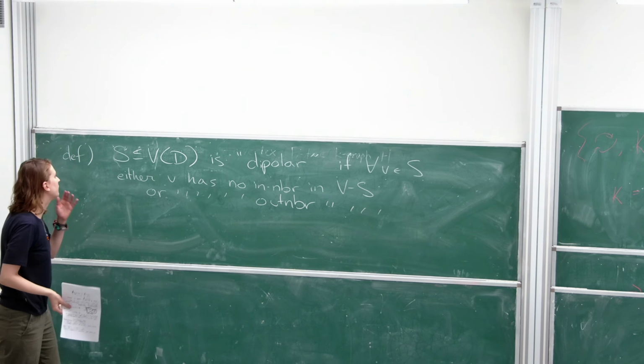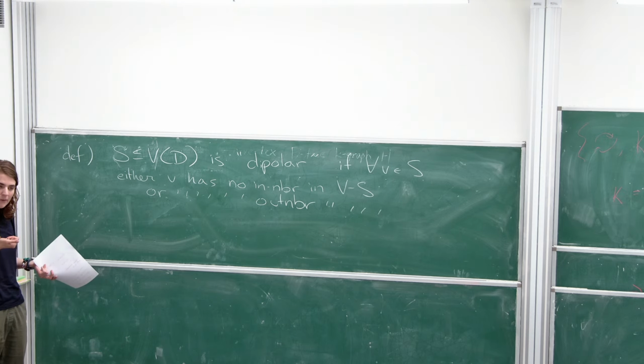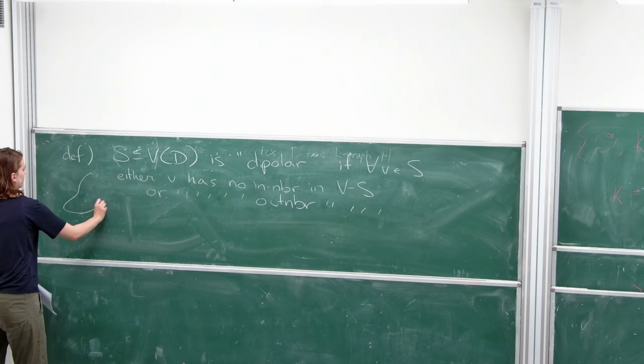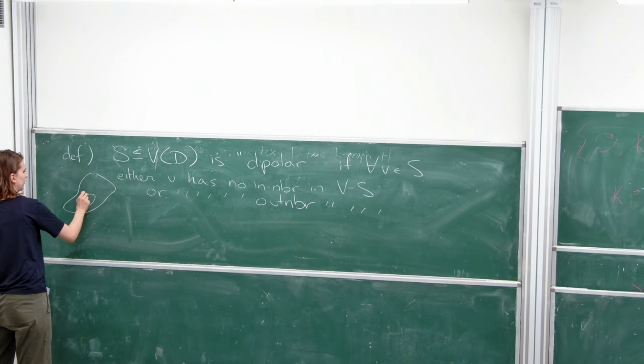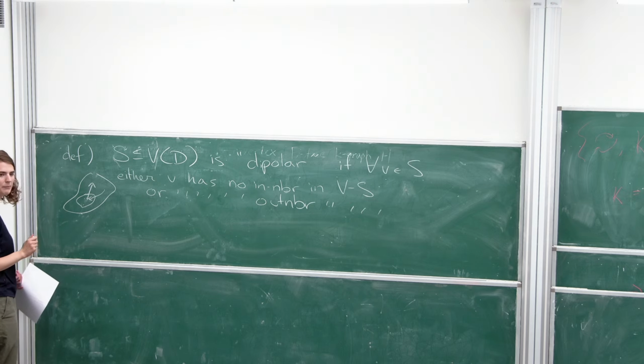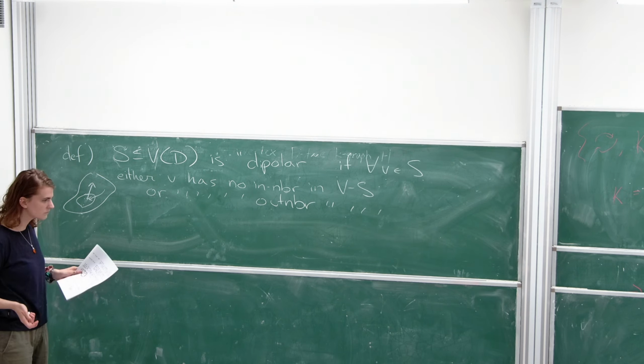So we call a set dipolar if every vertex either doesn't have any in-neighbors coming into it from the rest of the graph, or it doesn't have any out-neighbors going out to the rest of the graph. So in picture form, if this is your digraph and here's your dipolar set, you can't have a vertex that has something like this happening. And the reason we call it dipolar is it's kind of like a magnet, there are two poles.